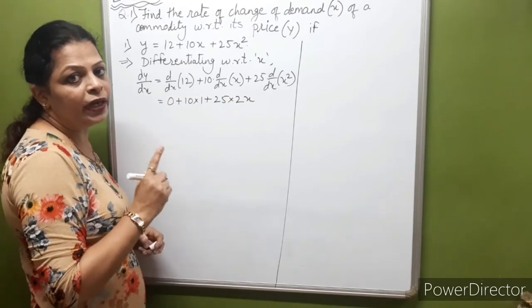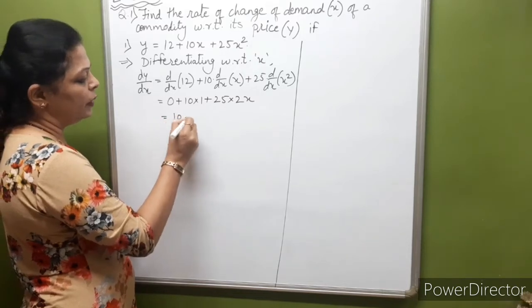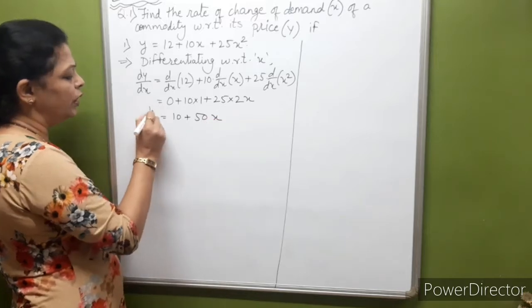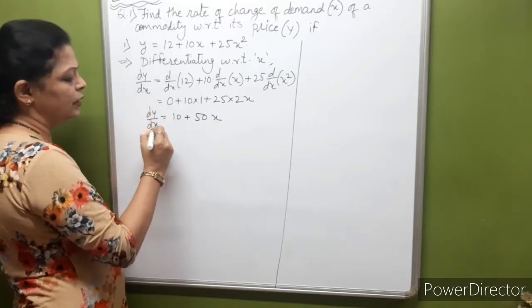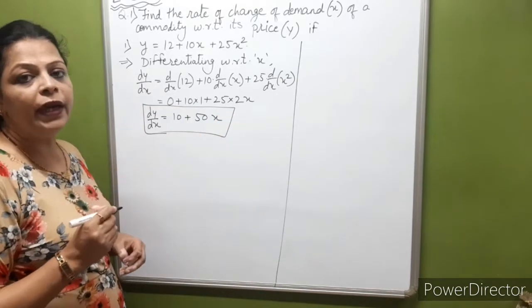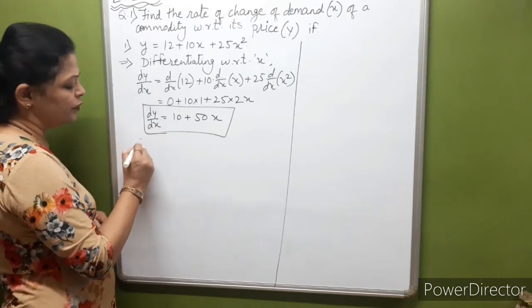You must know the derivative rules by heart. So this comes 10 plus 50x. This is your dy by dx. Correct? But the question is to find dx by dy. So we use the derivative of inverse function.